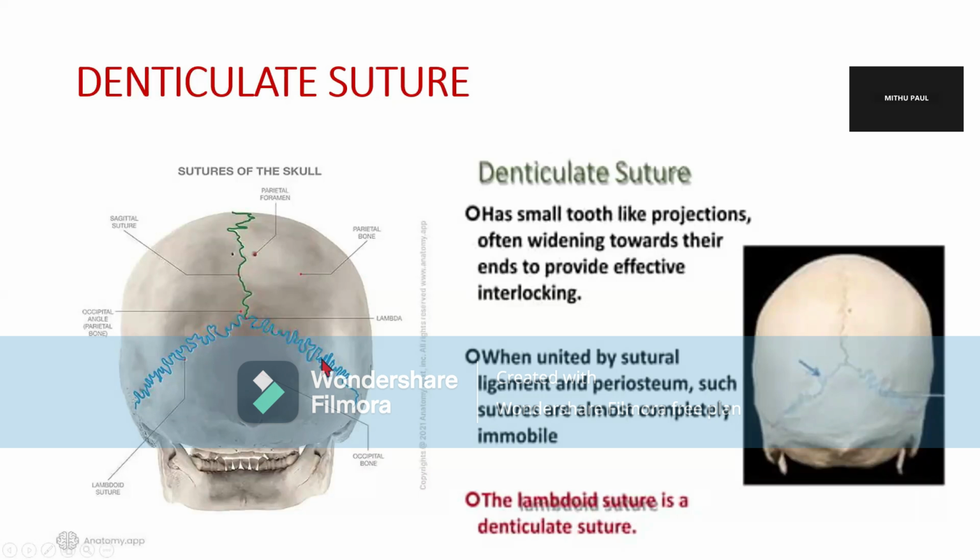An example is the lambdoid suture, formed between the posterior border of the two parietal bones and the superior border of the occipital bone.